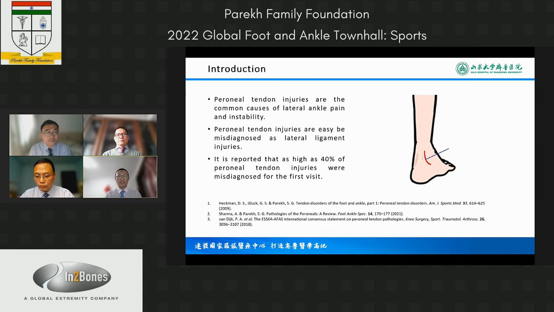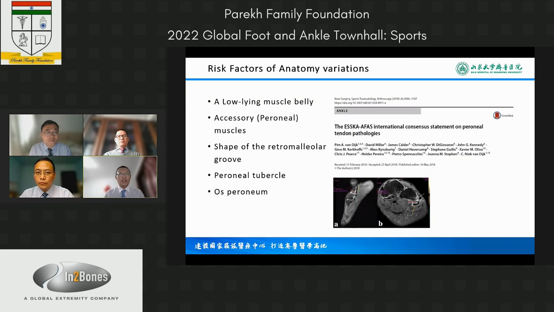Peroneal tendon injuries are significant causes of lateral ankle instability among the active population. They are easy to misdiagnose as lateral ligament injuries, and according to Dombeck, as many as 40% were misdiagnosed at the first visit. Risk factors include a low-lying muscle belly and accessory peroneal muscles, which could make the peroneal tunnel behind the lateral malleolus overstuffed. The shape of the lateral malleolar groove matters: a flat or convex groove is more prone to luxation of the tendons. The peroneal tubercle and os peroneum are also related to peroneal tendon tears and dislocation.